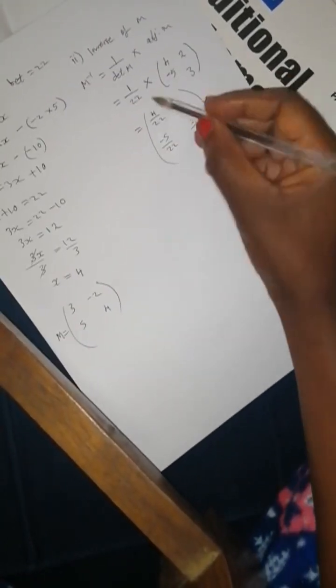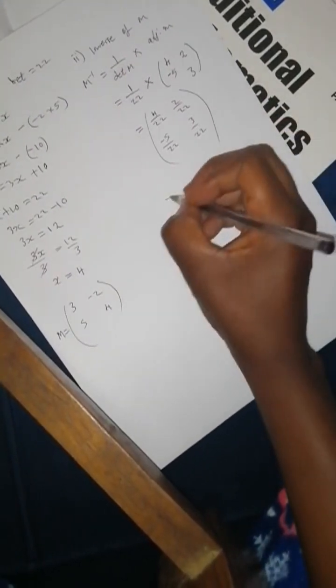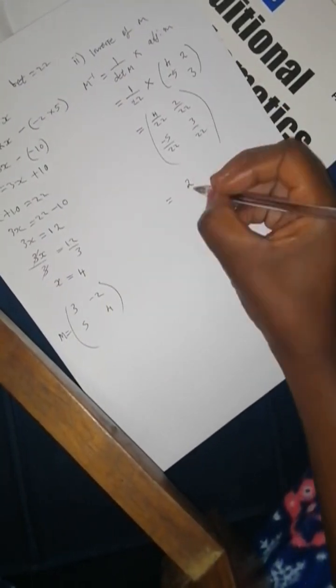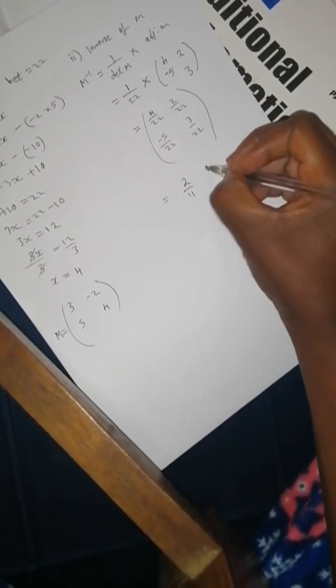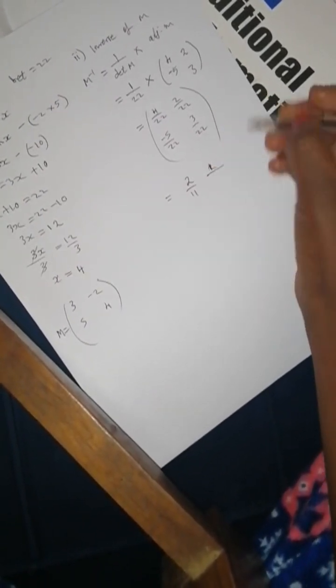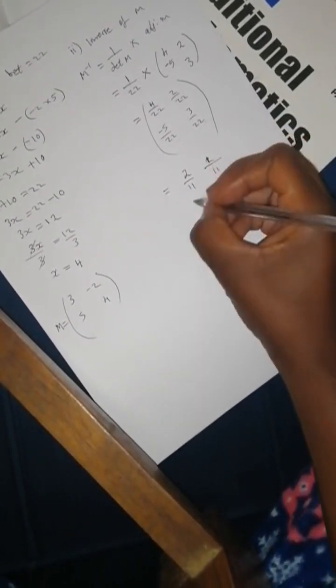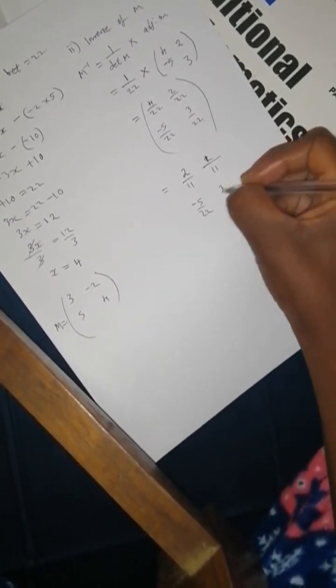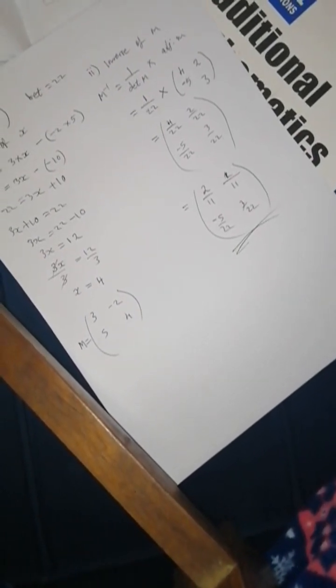Okay, some of this can be simplified. So 2 can go into 4 2 times, and into 22 11 times. 2 into 2 is 1, then into 22 11 times. Okay, they're not improper fractions, so they can be left like this. Okay, so this is the inverse of matrix M.